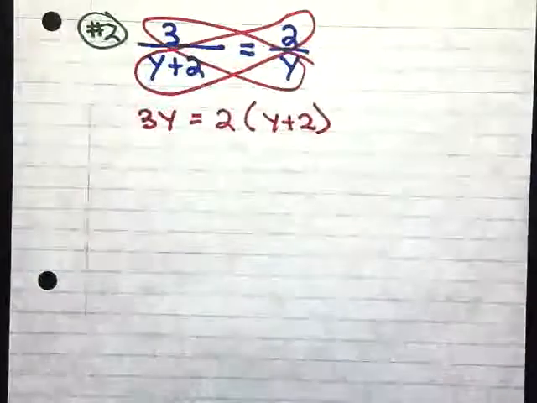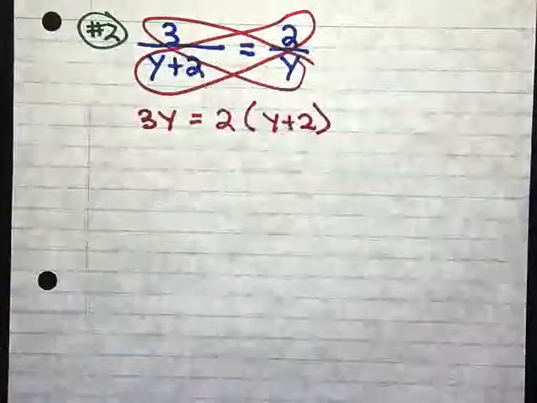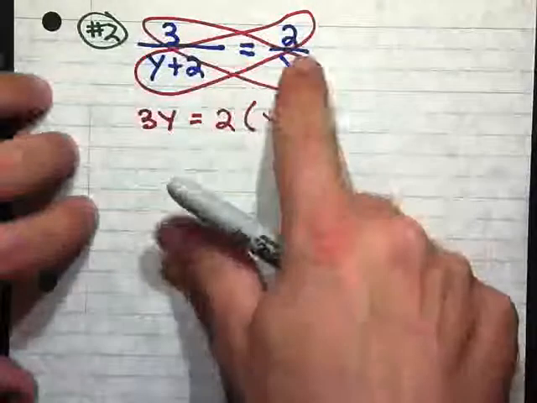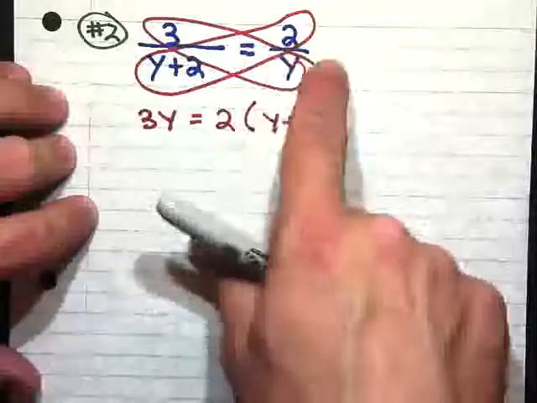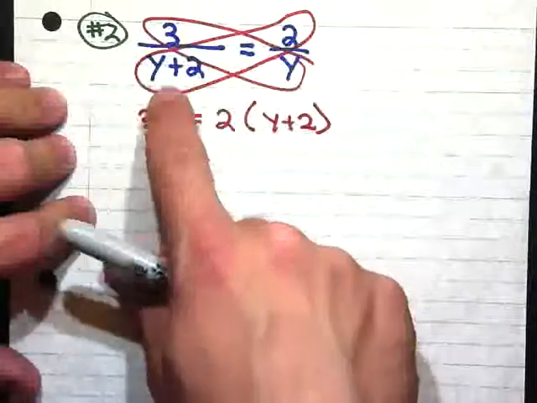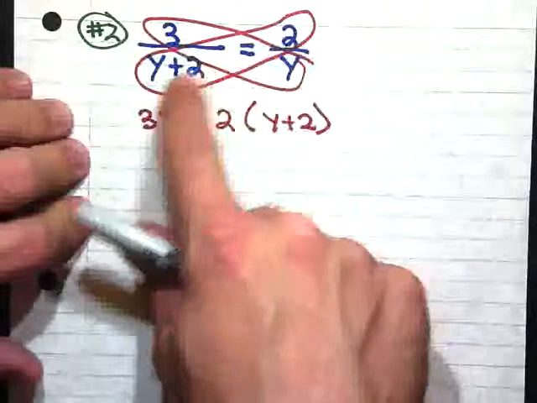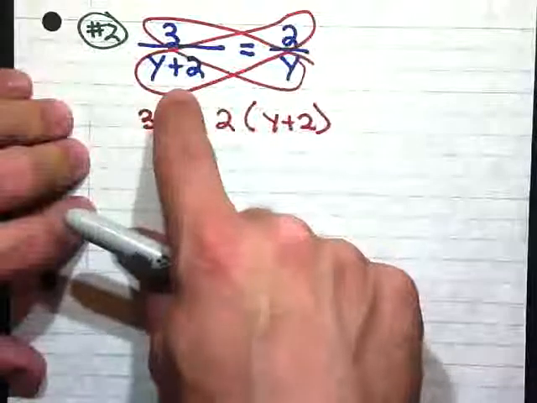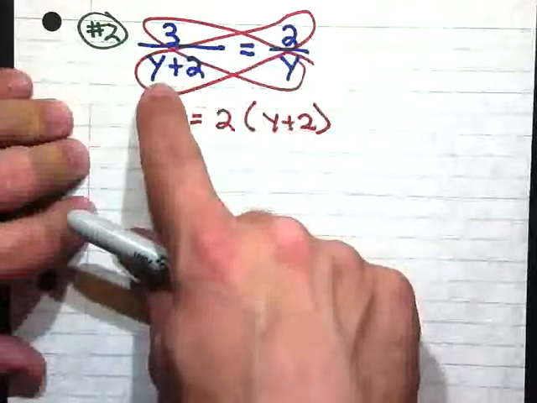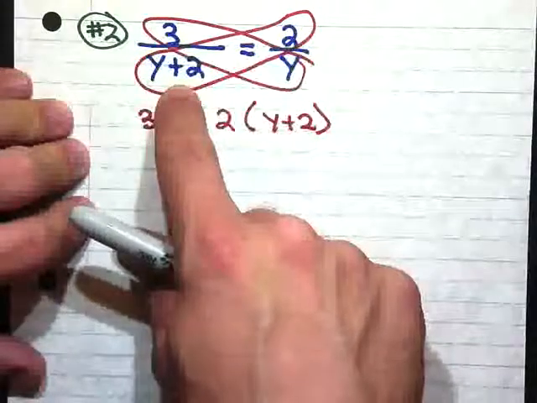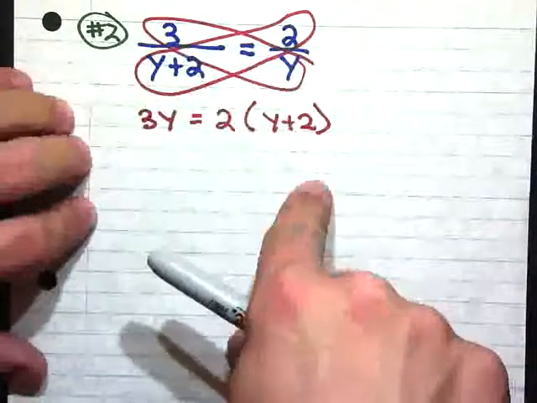The reason that y plus 2 is in parentheses is because we're not just multiplying 2 times y. We're multiplying 2 times y plus 2, so we're multiplying it by this whole thing. Because this is a binomial, meaning that there's more than one term, we have to place it in parentheses.